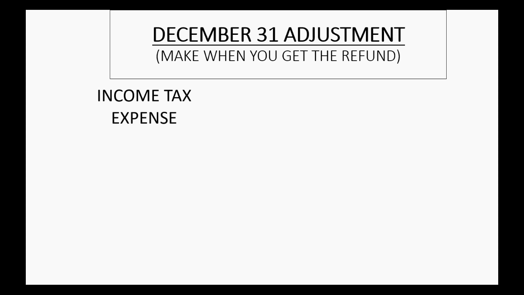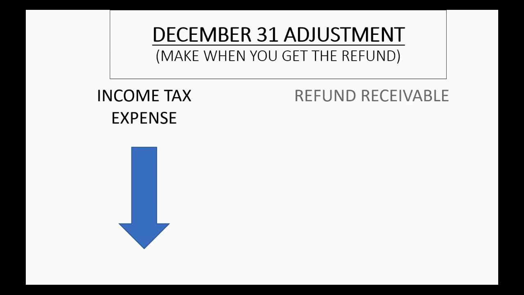So what happens on December 31 when you make the adjustment regarding the refund? Well, your income tax expense will decrease because you know the amount you recorded during the year was too much because you got a refund. So the income tax expense will decrease for the amount of the refund to make that number correct as of December 31. And refund receivable will show up on your trial balance and on your balance sheet as of December 31 for the amount that you will receive after December 31.